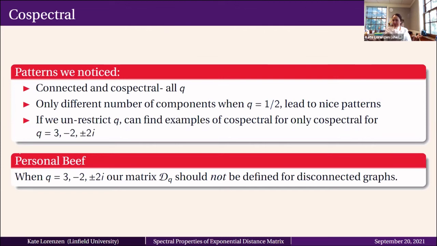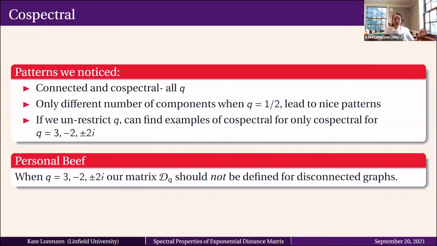So this is just some personal beef I have with the last point: our matrix should not be defined for these values, because the whole idea is that if I had a different number of components, I wanted the modulus of Q to be between 0 and 1 in order for this matrix to be defined for multiple components. Now, some of my co-authors said, no, that's fine. We can unrestrict Q once we use the restriction to create our graph, which is fine. I mean, it's a choice. So just know that that is out there.